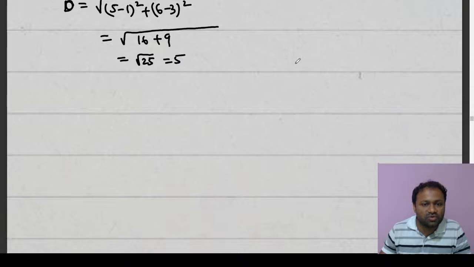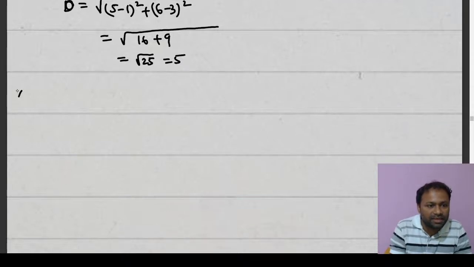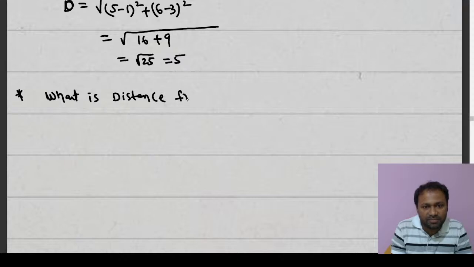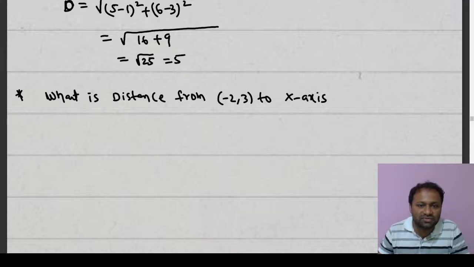Next, I'm going to give one more problem. What is the distance from the ordered pair -2 comma 3 to the x-axis? What is the distance from the point ordered pair -2 comma 3 to the x-axis?